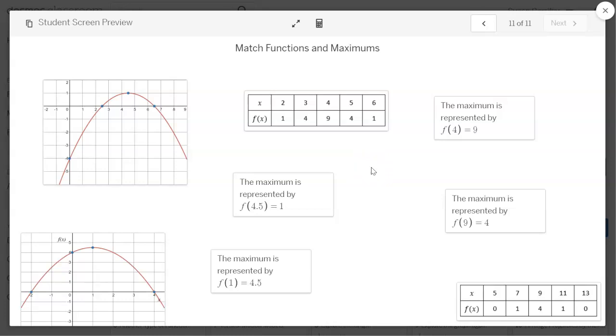And then the last screen here is a quick card sort. They are given 4 functions. Actually, 2 of them are represented with a table and 2 are represented with a graph, and then they're going to figure out what the maximum quantity is, and all of those maximums are represented with function notation. So this should go quickly. I would say 15 minutes to 30 minutes, depending on how well they've learned these concepts already. And then we'll move on to our slides.